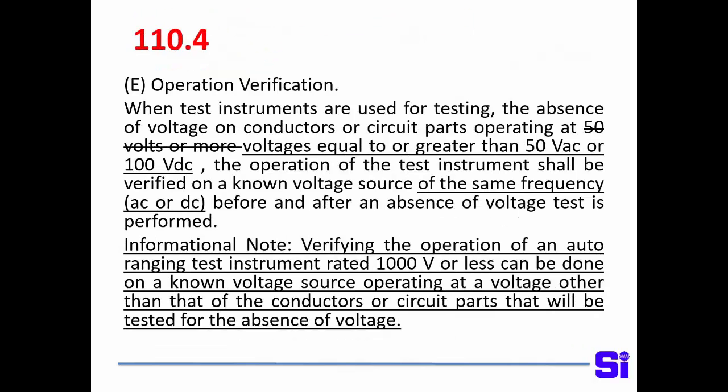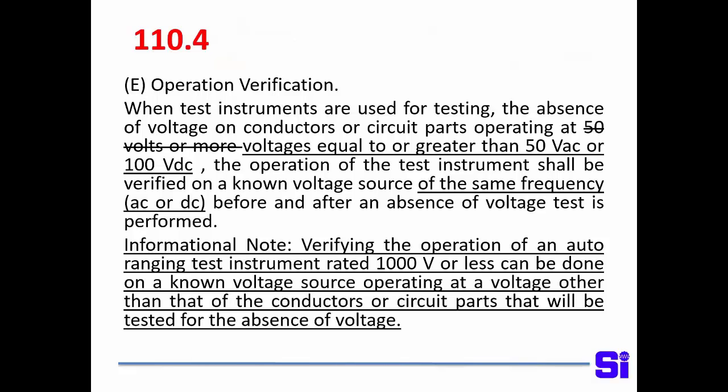Operation verification. We're going to get back to this part where it says voltage is equal to or greater than 50 volts AC or 100 volts DC, because that's a global change that was approved by the committee. In the first draft meeting, it takes 51% to make a change. And I don't think that is going to survive second draft, but that's my opinion too.